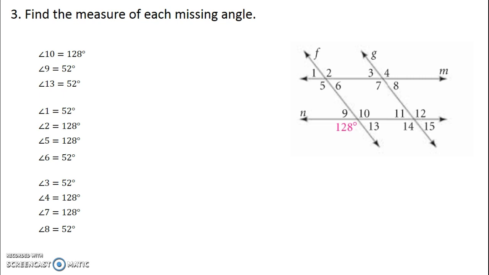Now at the last angle pairing, 11, 12, 14, 15, angle 11 corresponds with angle 3, or you could also say it corresponds with angle 9, so it's 52. 12 corresponds with 4 and 10, 128. 14 corresponds with 7 and the original 128 degree angle, and 15 corresponds with 8 and 13.